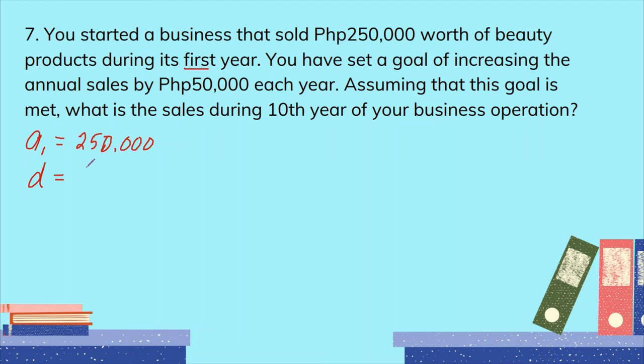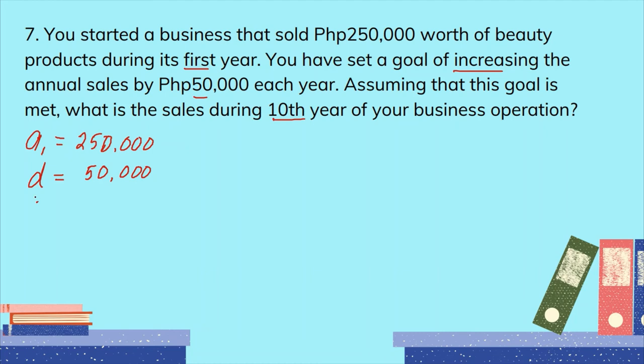So, that's 50,000. Okay, ma'am, bakit hindi siya common ratio? Kasi nga, sabi niya, mag-i-increase ka lang ng 50,000. Hindi naman siya nagsabi na mag-multiply ka ng 50,000 each year, diba? Increase. So, that means we are using arithmetic here. And then, assuming that this goal is met, what is the sales during the 10th year of your business operation? So, yung 10th year is your a sub 10.